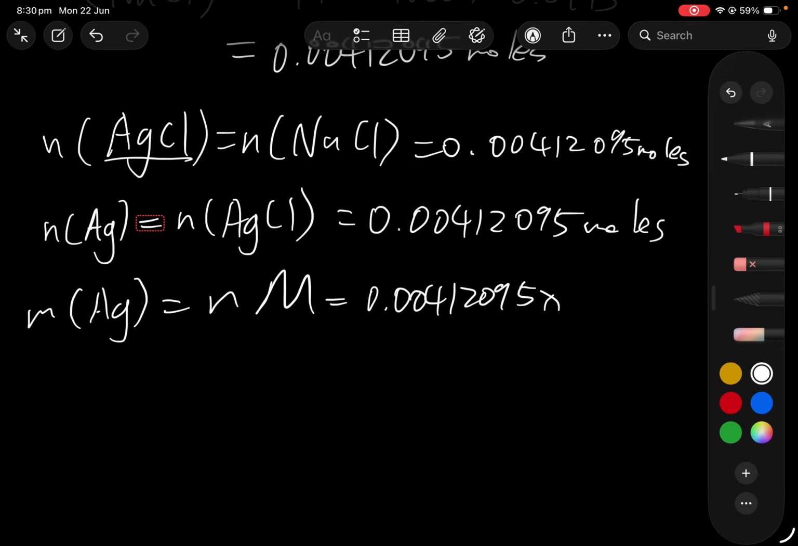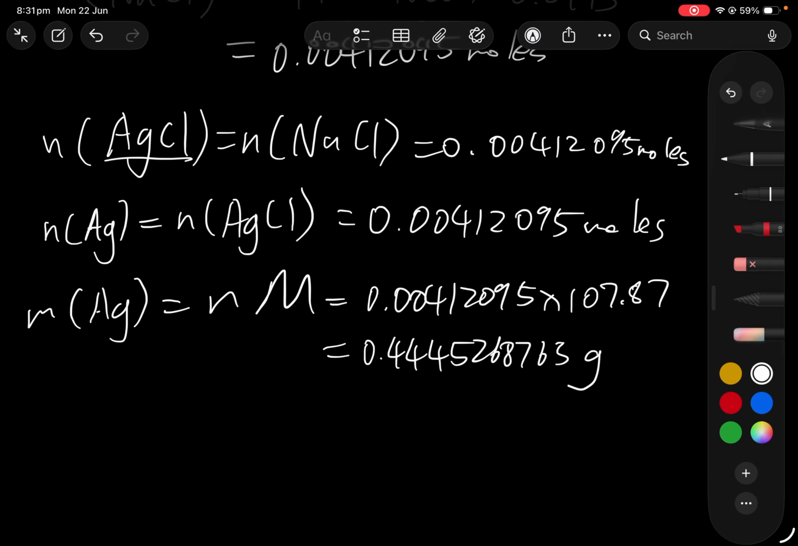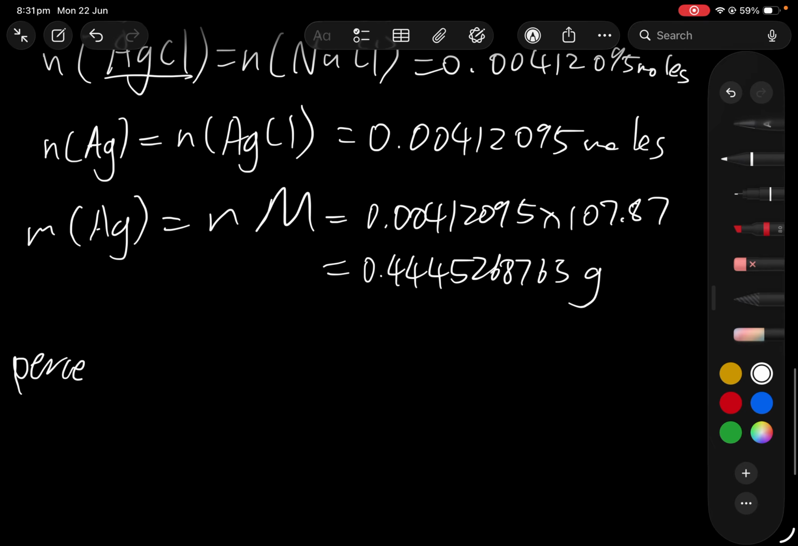Let me find Ag, it is 107.87. That equals, oh, I misclicked. It is equal to 0.4445268765 grams. And now we want to know the percentage, as the question is asking for the percentage of silver in the alloy.